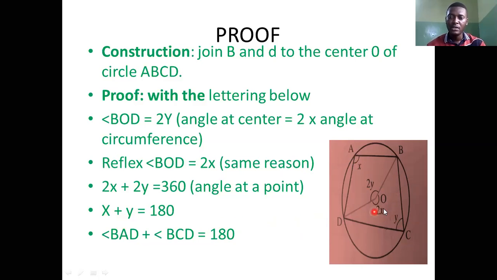So at the end of the day, we have been able to prove that opposite angles of a cyclic quadrilateral are supplementary. Now, before I go further, what is a cyclic quadrilateral? A cyclic quadrilateral just means that all 4 corners of the quadrilateral are touching the circumference of a circle.